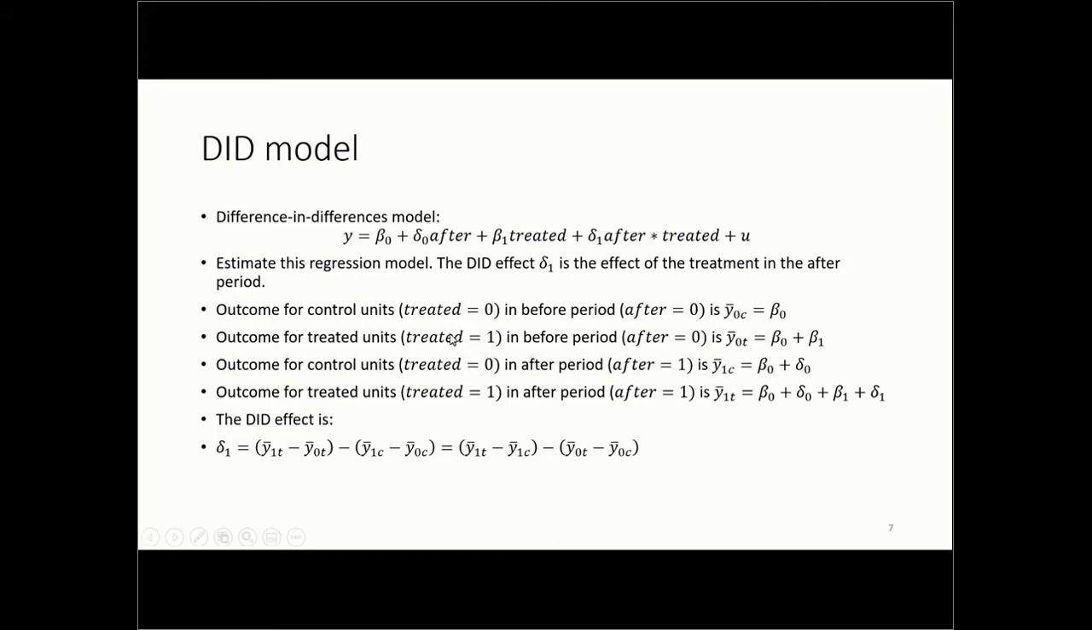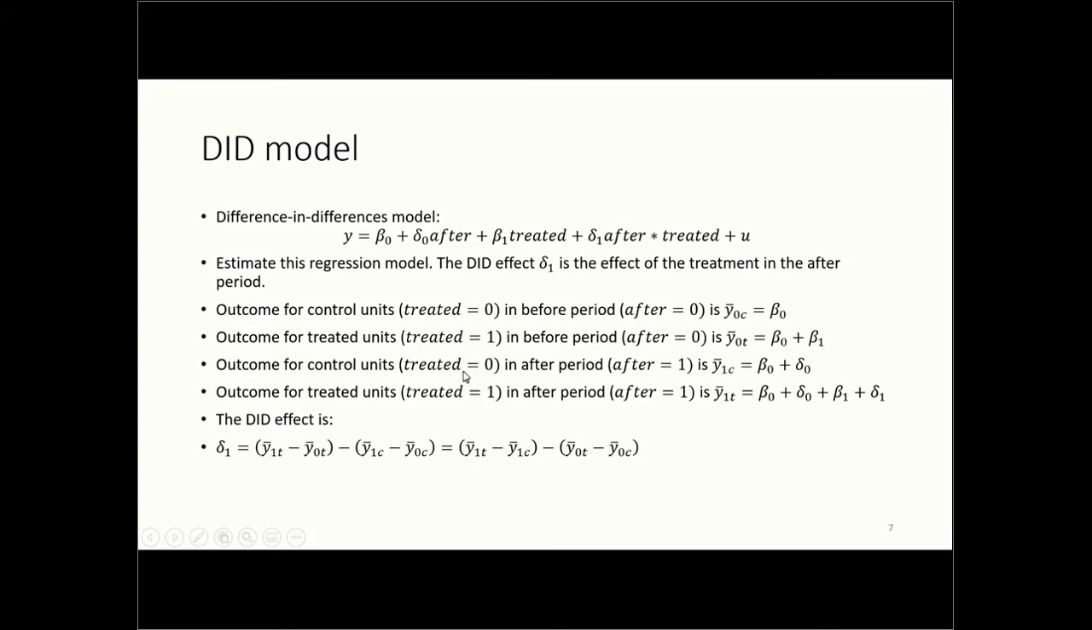So if we want to calculate the outcome for the treated units in the before period, we would just have this coefficient and this coefficient here for the treated. Otherwise, this would be equal to 0 and this would be equal to 0. So these two coefficients would drop out. So here the outcome for the treated units in the before period would be beta 0 plus beta 1.